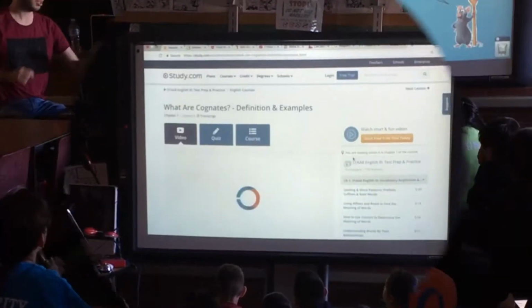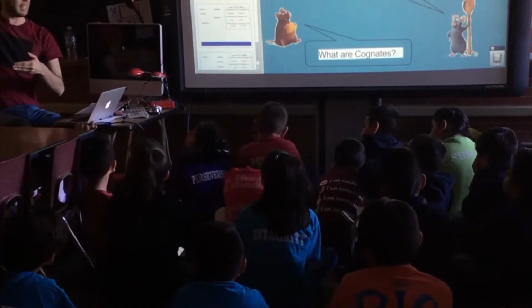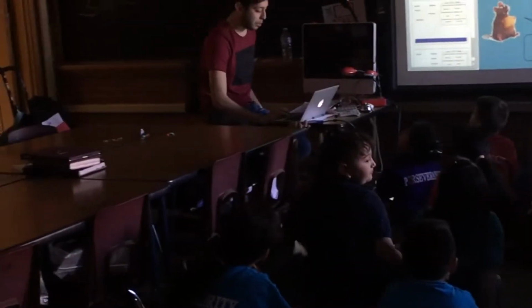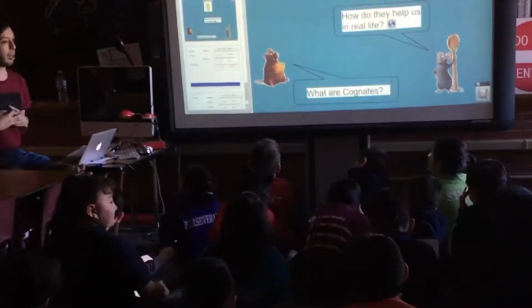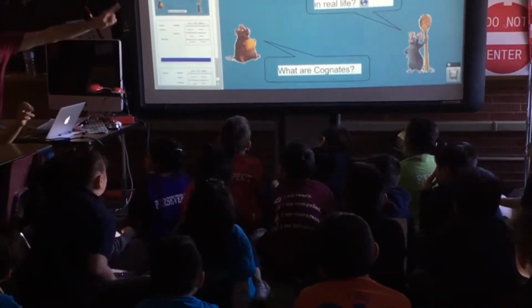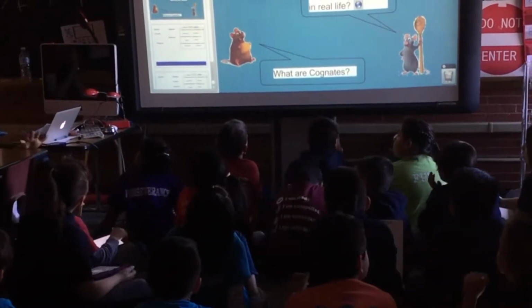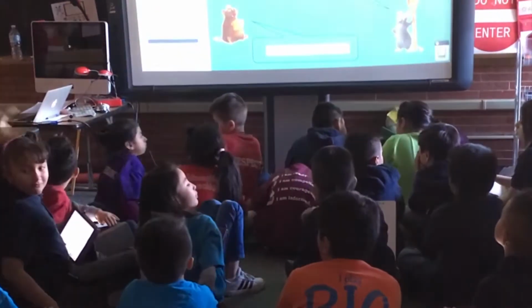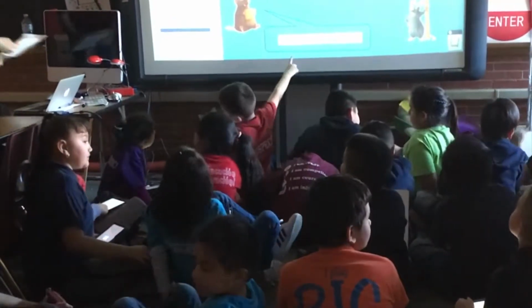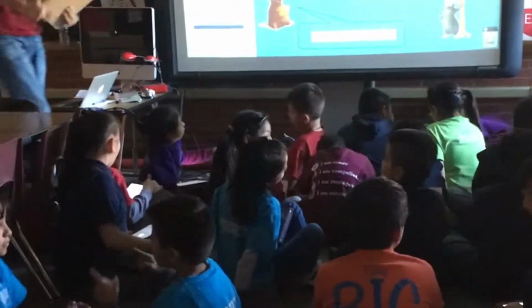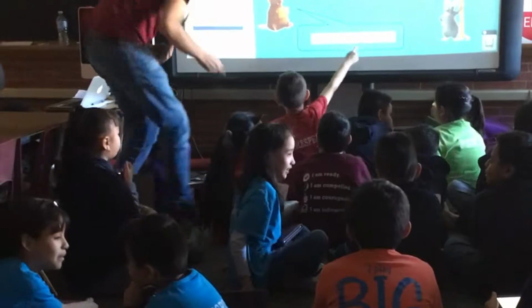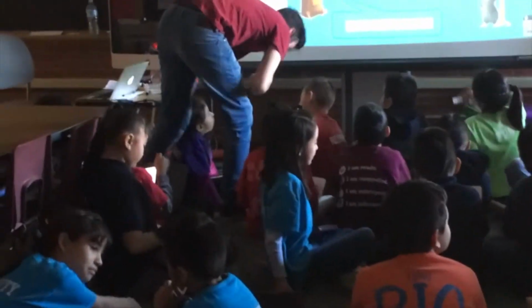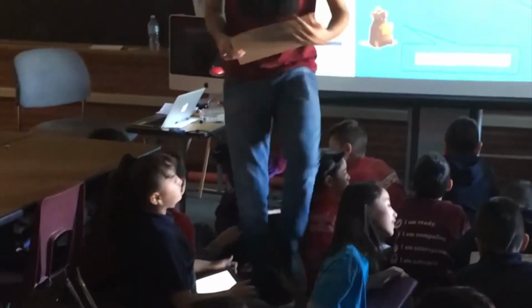If you are on this side, closer to the door, you are going to answer the question, what are cognates? And if you are closer to the window, then you are going to answer the question, how do they help us in real life? Turn to a partner and talk. Go. So what are cognates? Turn and talk to your partner.